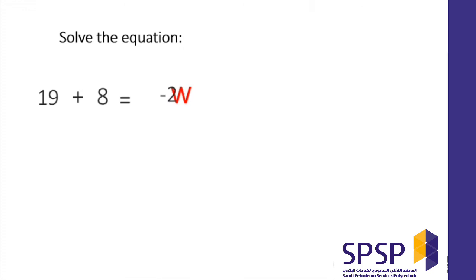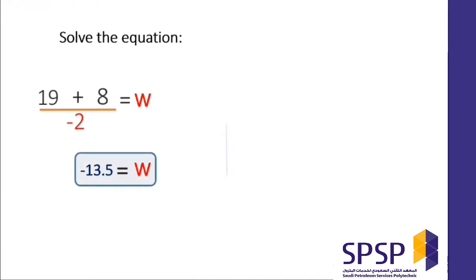Now negative 2w, the operation between them is multiplication. So that means we need to perform the inverse operation of multiplication, which is division. So we divide both sides by negative 2, by negative 2. Negative 2 divided by negative 2 is 1. 1w equals the answer, 19 plus 8 divided by negative 2, which is negative 13.5.